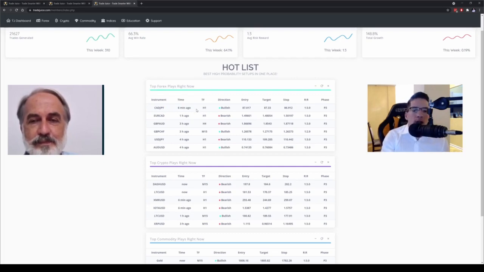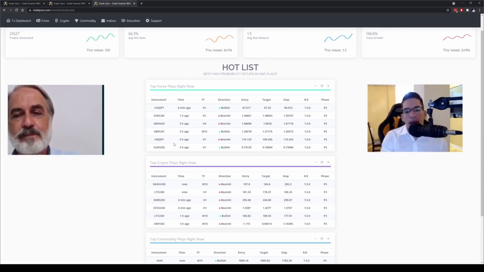I need to check the economic calendar. I need to check the volatility. Everything that's on the list here is something that you can actually trade right now. It's not something that you can trade tomorrow, or you need to wait for this or that. Everything here is something that you can use right away.